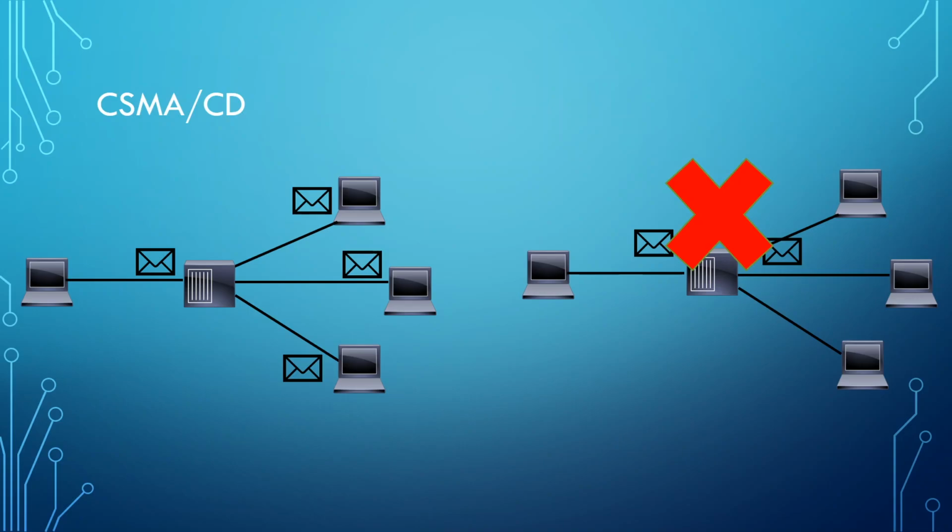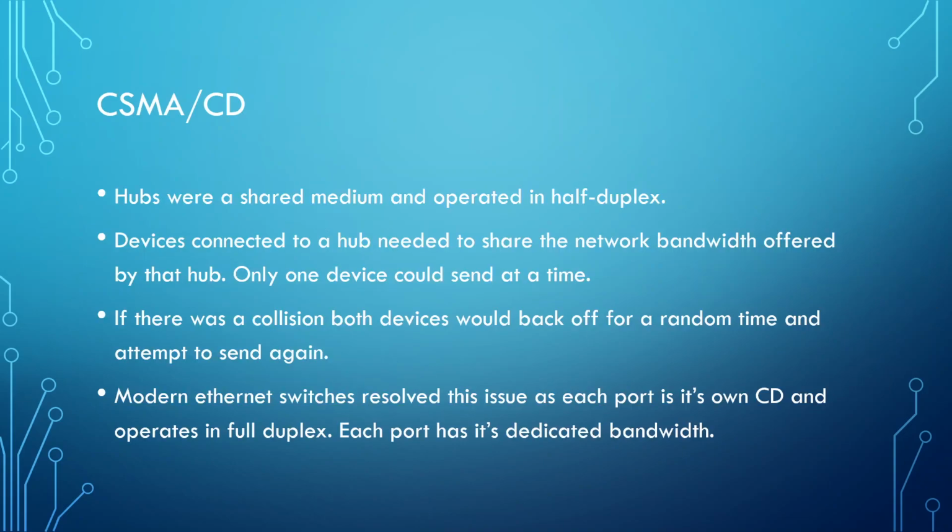A collision occurs, so computer on the left, computer on the right, they both send frames at the same time. Collision occurs, those frames are dropped, then both sides have to back away for a random amount of time before they attempt to resend again. And as you can see, with devices and computers always trying to communicate, collisions in hub type networks happened a lot, and they caused a lot of issues in network performance as well.